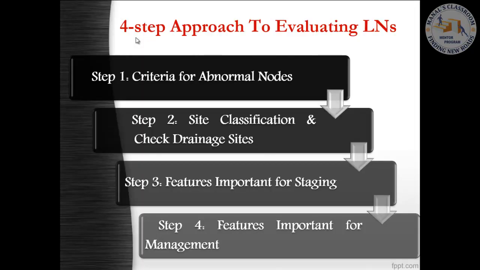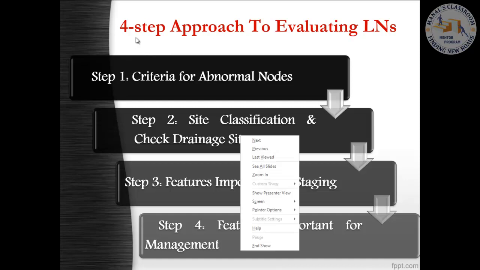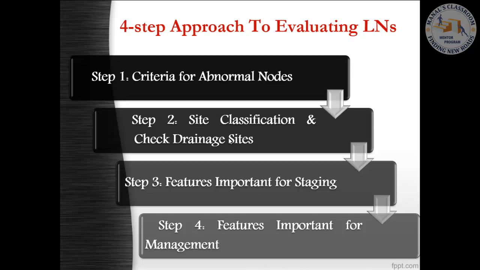So they stated a four-step approach to evaluating lymph nodes. We have 4 steps. The first one is to know the criteria of abnormal lymph nodes, then make a site classification, check the drainage site, and then check for features of staging and features important for management. All those data you are supposed to know. All we have to do is enumerate them in our mind.